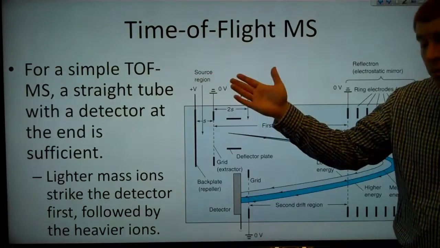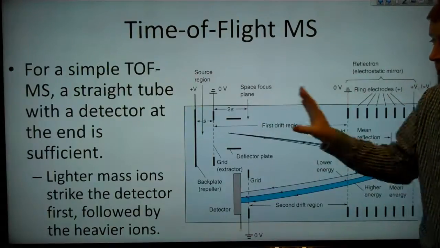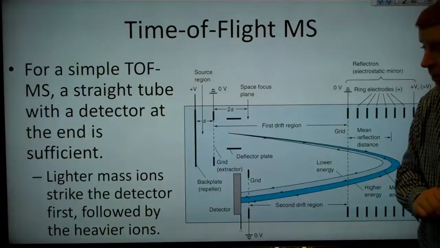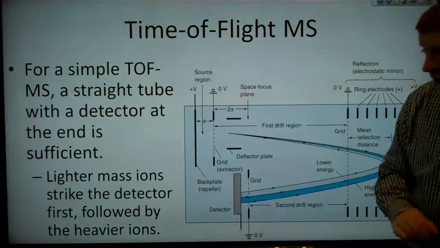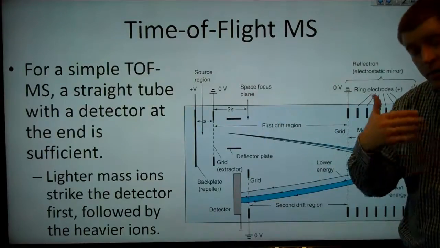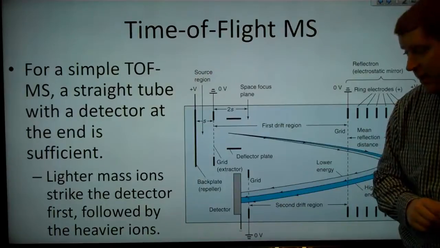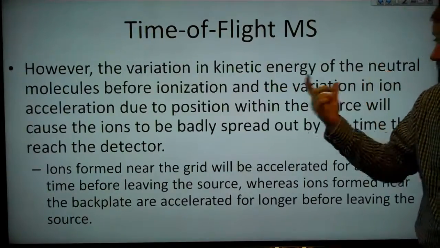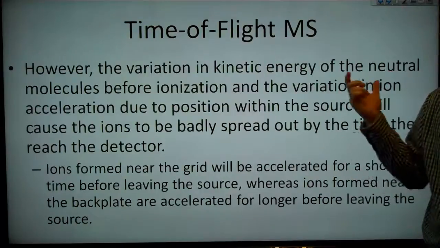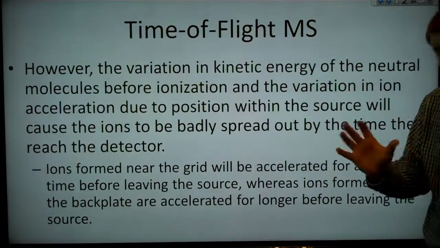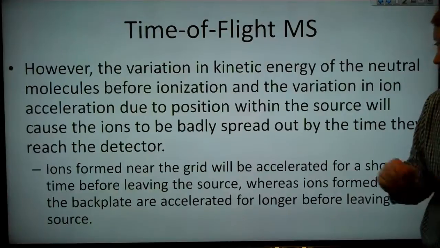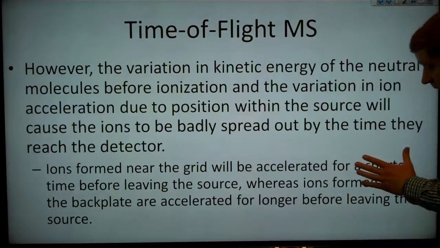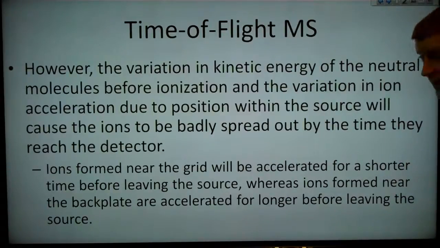So, for a simple time-of-flight mass spectrometer, a straight tube with a detector at the end is sufficient, because lighter mass ions strike the detector first, followed by the heavier ions. But the variation in kinetic energy of the neutral molecules before ionization and the variation in ion acceleration due to position within the ion source will cause these ions to be badly spread out by the time they strike the detector.